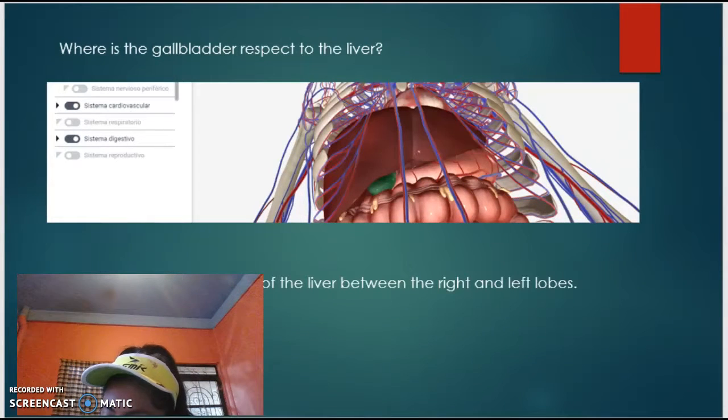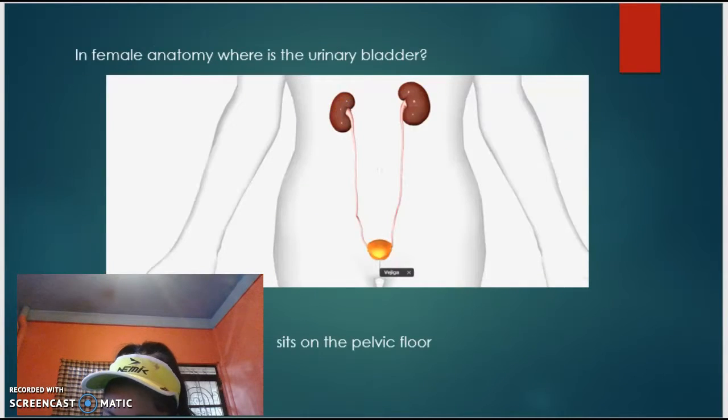Where is the gallbladder with respect to the liver? At the lower border of the liver, between the right and left lobes. In female anatomy, where is the urinary bladder? It sits on the pelvic floor.